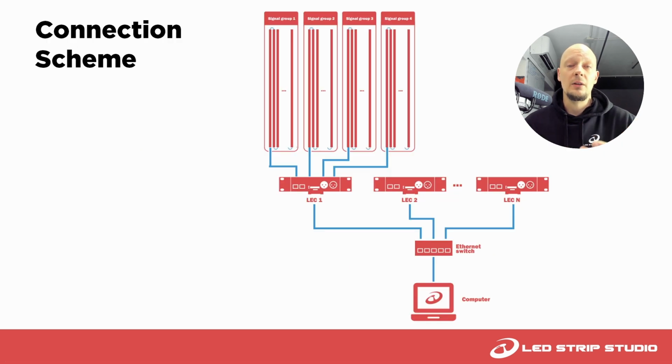This would be the typical connection scheme for your device or for multiple devices. You have the PC, and the software is currently only running on Windows PCs. You would have a PC, then an Ethernet switch, and to that switch you have multiple controllers connected, and you are controlling the content live from your software.